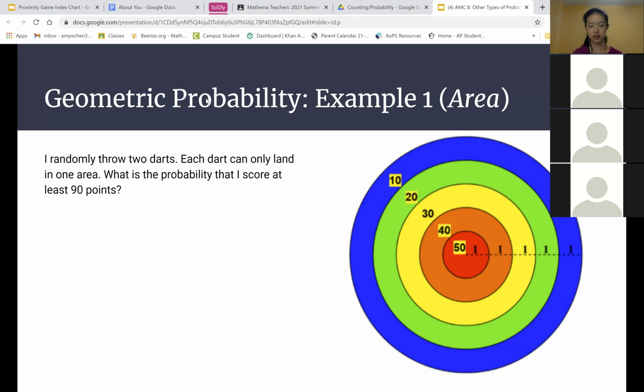So it goes something like this. I randomly throw 2 darts, and each dart can only land in one of the rings. What is the probability that I score at least 90 points? First of all, in what ways can I score at least 90 points? What are the point values I need? You have to throw both your darts at the red area, or 1 dart red, 1 dart orange.